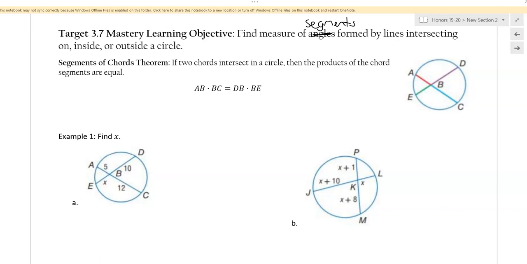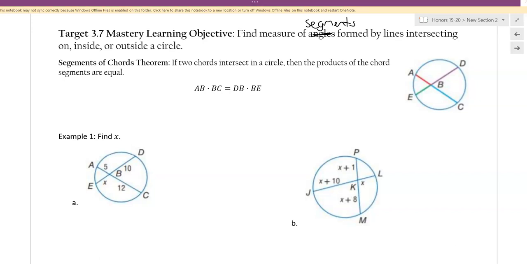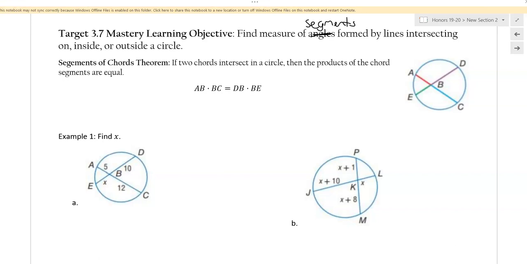So our first theorem is the segments of chords theorem. If two chords intersect in a circle, then the products of the chord segments are equal. And remember, product means multiplication. Okay, so multiplying there, here, AB times BC. So it's the chord segments that go together in the straight line that we multiply.